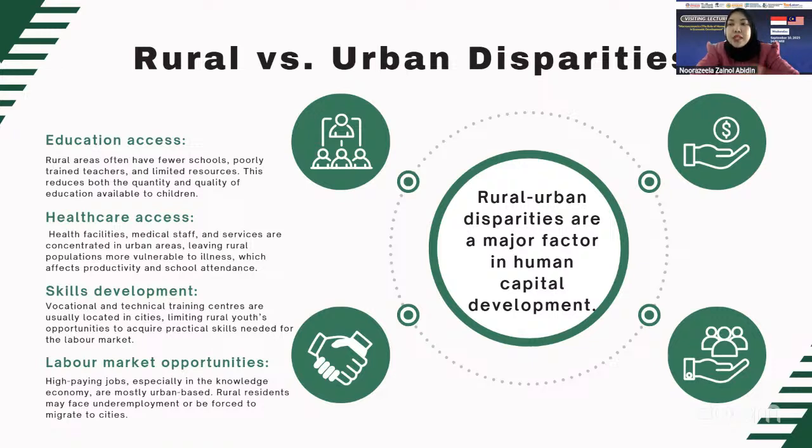Okay, then we have skill development. So the vocational and technical training centers are usually located in cities, limiting rural youth's opportunity to acquire practical skills needed for the labor market. And the last one is labor market opportunity. Okay, the high-paying jobs, especially in the knowledge economy, are mostly urban-based. So the rural residents may face underemployment or be forced to migrate to the city. Okay.